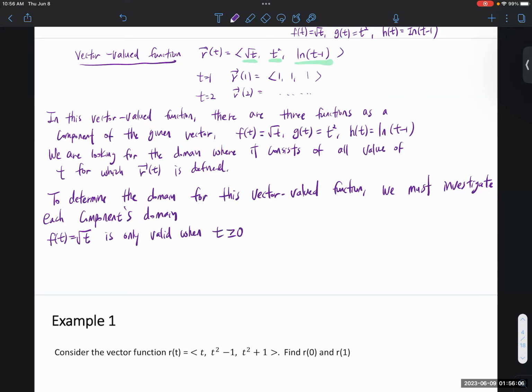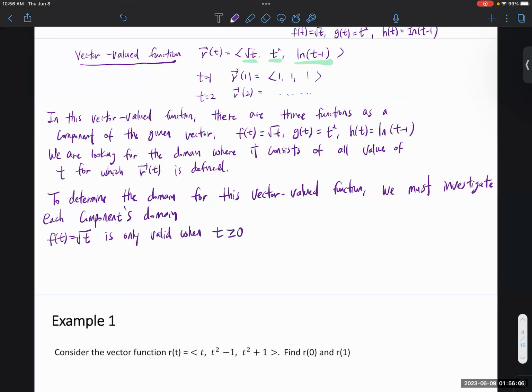Okay, so we got the concept of what a vector valued function is. Let's go down slowly. One more time, I'm going to write it: a vector valued function is where each component is a function form. So let's look at the question. We have this vector, and they say it's a vector function.